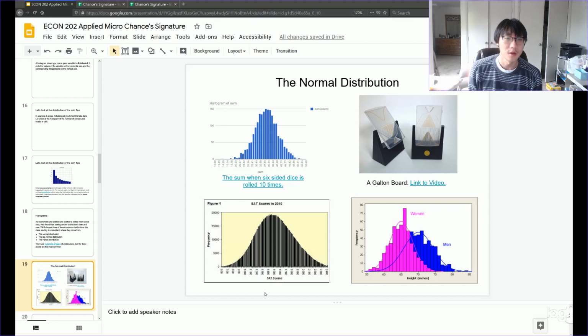Number 1: the sum of a 6-sided dice rolled 10 times. You take a dice, you roll it 10 times, you add up those numbers, you write it down. You do it again, you write it down. You do it 1,000 times, and you look at the relative frequencies of those sums, and you find that they obey a normal distribution. So this is a normal distribution.